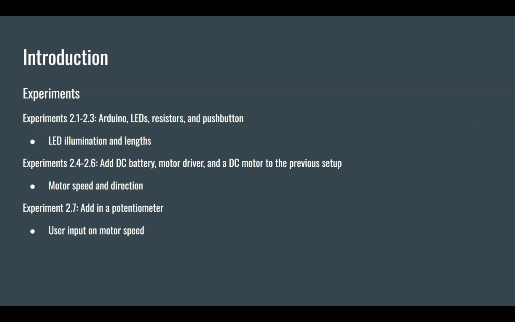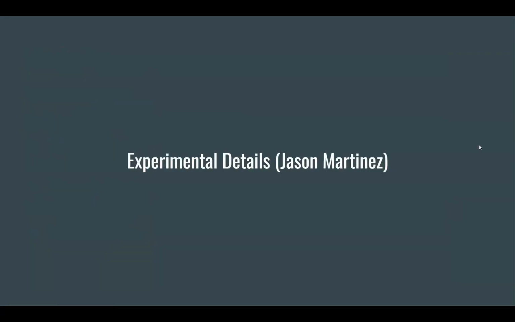The first set of experiments involved using the Arduino, LEDs, resistors, and a push button. These experiments focused on controlling the LED, turning it on and off, activating with the button, and programming it to follow a specific sequence. In the next set of experiments, a DC battery, motor driver, and a DC motor were introduced. The aim here was to control the motor's activation with the button, reverse its direction, and adjust its speed using the code. The final experiment added a potentiometer, which provided user input to control the motor speed. By translating the potentiometer's output into a PWM duty cycle, we were able to effectively regulate motor speed based on user adjustments.